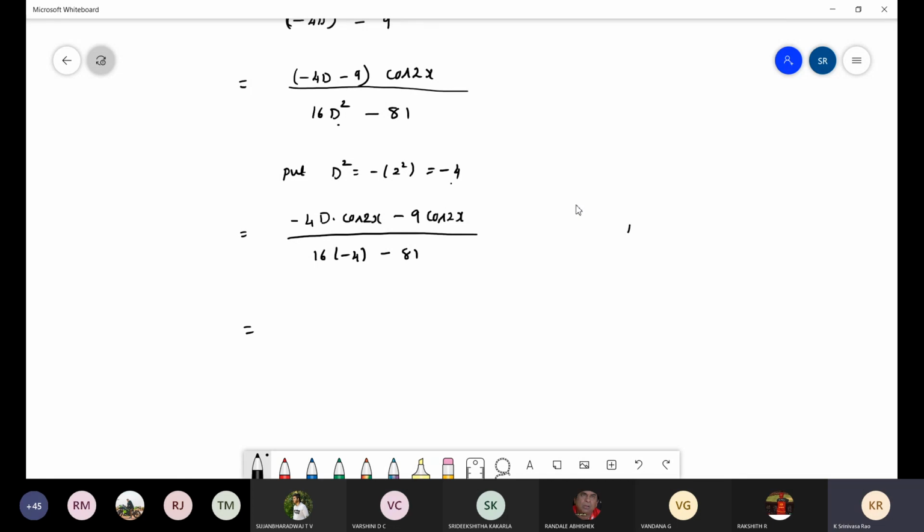What does D stand for? D is equal to what? We are using operator D. No, what is D? D by dx, yes. D by dx means what? Differentiation, is it right? D stands for differentiation.